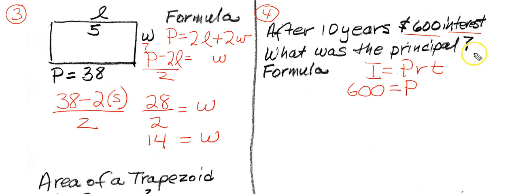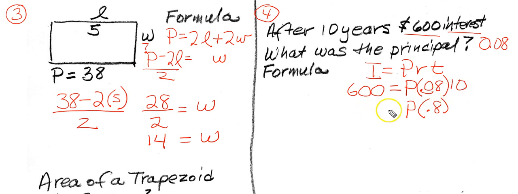What is our rate? Well, I forgot to put the rate down. It's 8%. So converting 8% to its decimal form is 0.08, that I'll put in parentheses. And what's the time? 10 years. Okay, so what I'm going to do is multiply the 10 times this, and I get P, and then this becomes 0.8. I just move the decimal over 1 by multiplying by 10. And this equals 600.